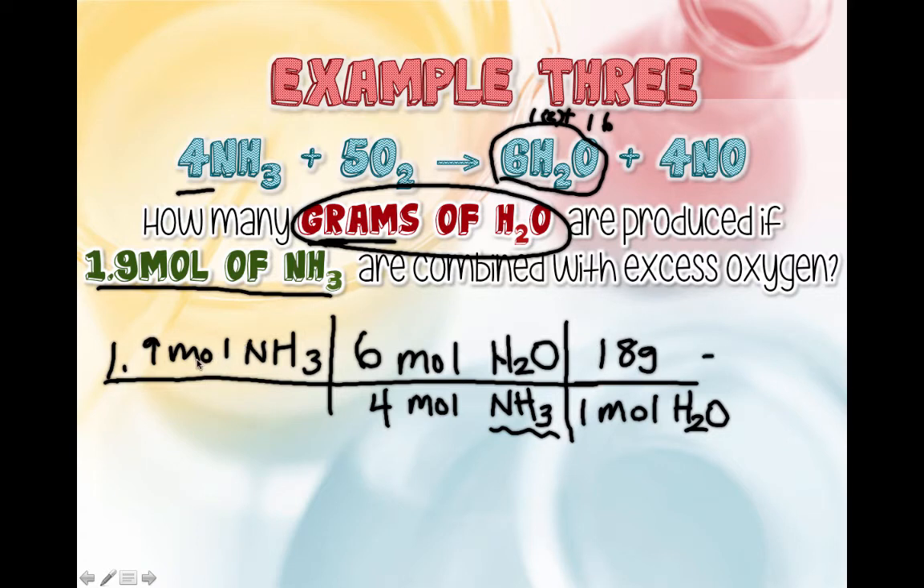So now if you look, moles of ammonia cancels, and moles of water cancels, and we're left with grams of water. So I take the top times the top and then divide by the bottom. So 1.9 times 6 times 18 divided by 4 times 1, which is 4. And I get 51.3 grams. How many sig figs? Only 2 sig figs, huh? All right, so 51 grams of water it is.